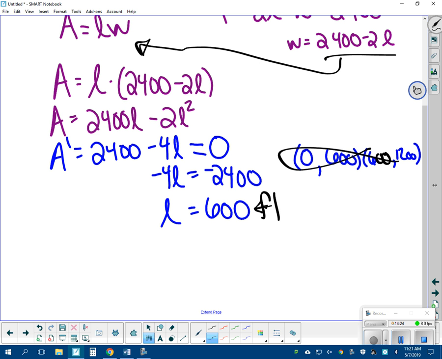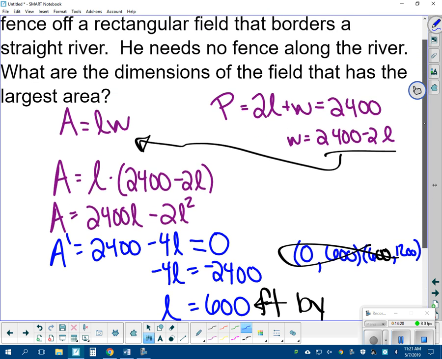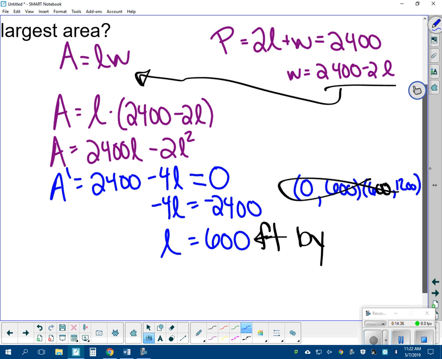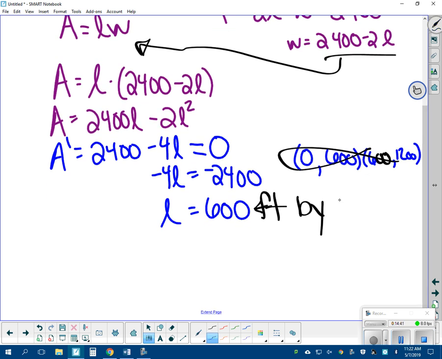So that's 600 feet by what would be the other measurement? It is 1,200. Are we okay with that? Yeah.